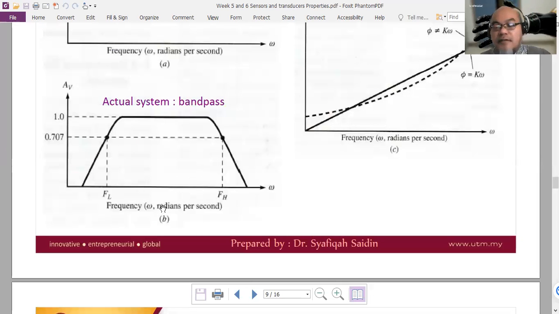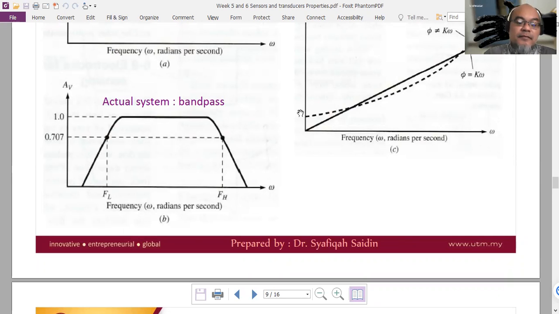Above the FH, above the high cutoff frequency, when the signal or the stimuli has very high frequency above FH, then the amplification or the signal gain will further decrease from the value here. So most sensors behave like this. They have a low cutoff frequency and a high cutoff frequency.